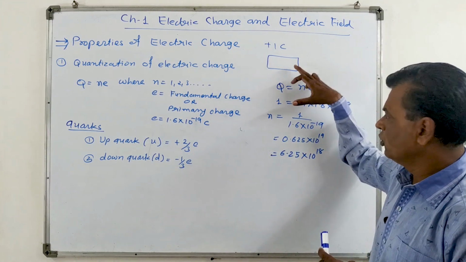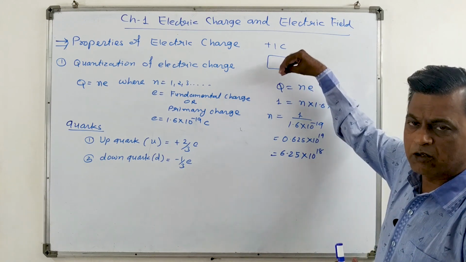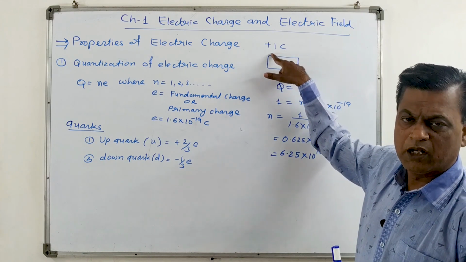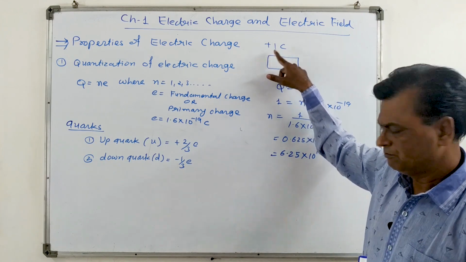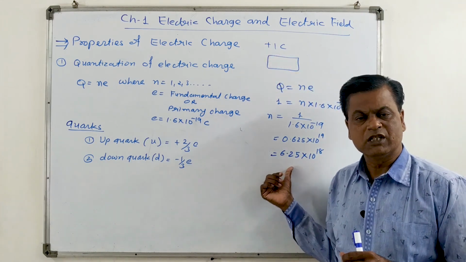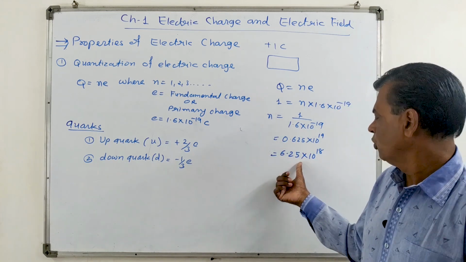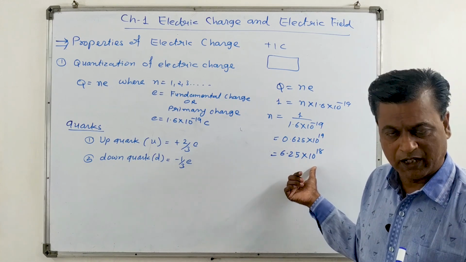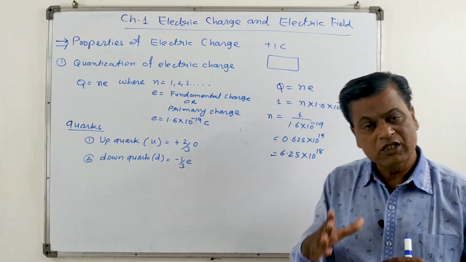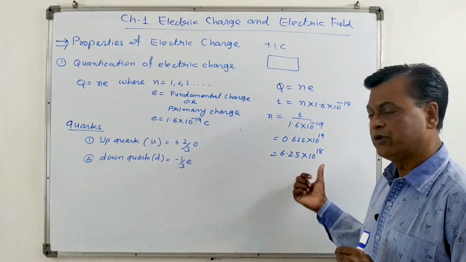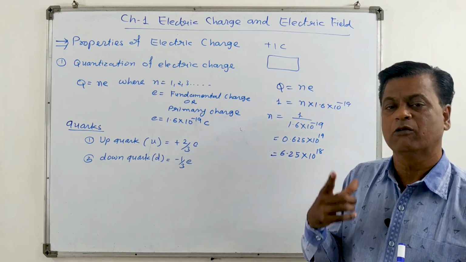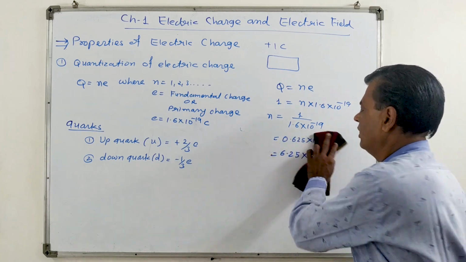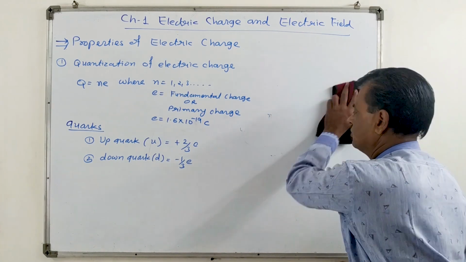So if 6.25 × 10^18 electrons are taken out from this body, then this body becomes 1 coulomb positive charge. Now the total charge of 6.25 × 10^18 electrons is equal to 1 coulomb negative charge. The total charge of 6.25 × 10^18 protons is equal to 1 coulomb positive charge. Now we will see how to calculate the charge on a nucleus.